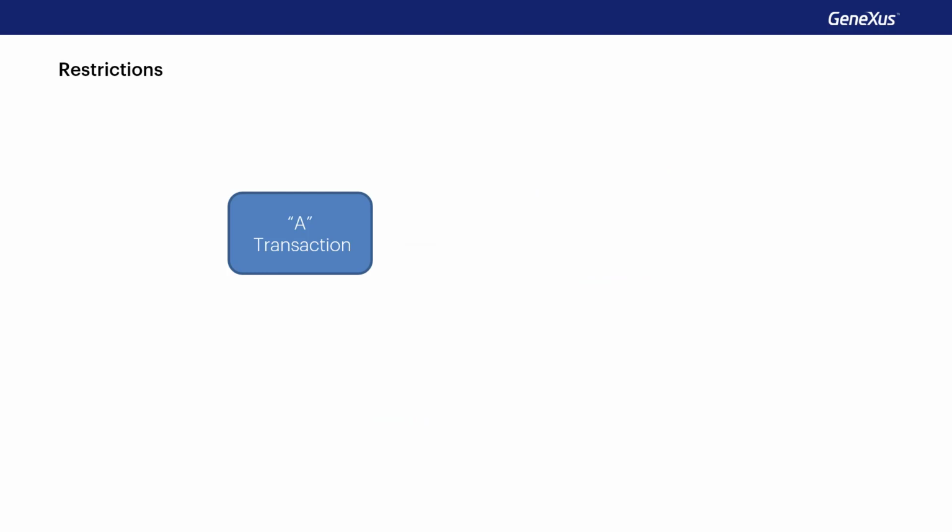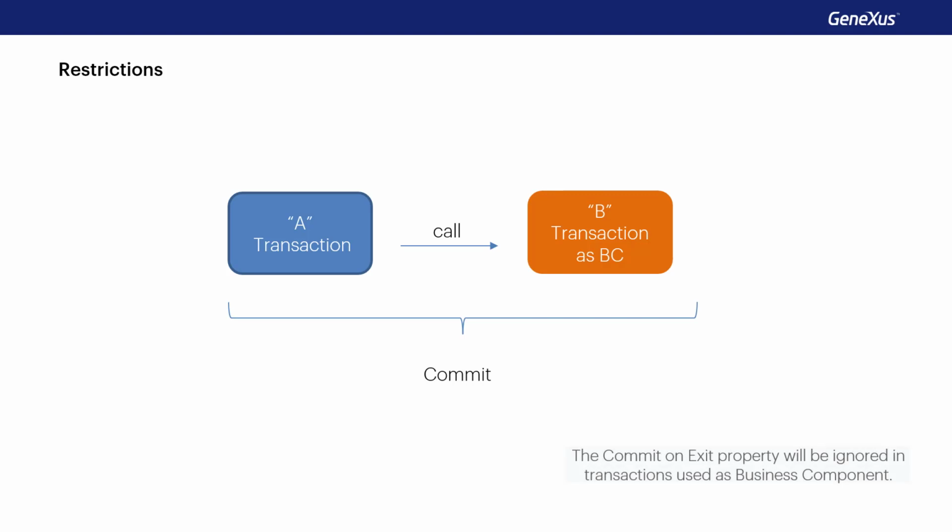If you need to execute operations through 2 different transactions, and you want to form a single LUW between them, the solution is to execute them using the business component concept, including, then, the commit command, after executing the operations associated with both transactions.